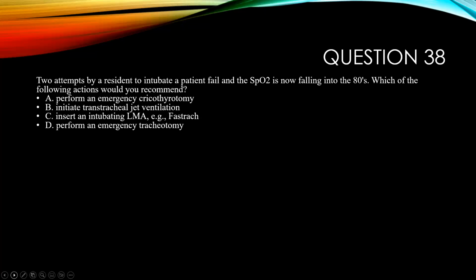Two attempts by a resident to intubate a patient fail, and the patient's SpO2 is falling into the 80s. Which of the following actions would you recommend? A, perform an emergency cricothyrotomy. B, initiate a transtracheal jet ventilation. C, insert an intubating LMA, laryngeal mask airway.